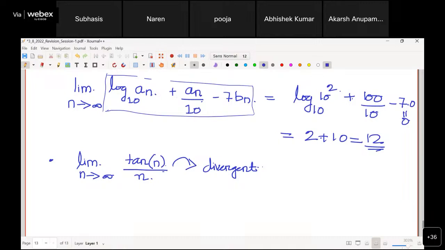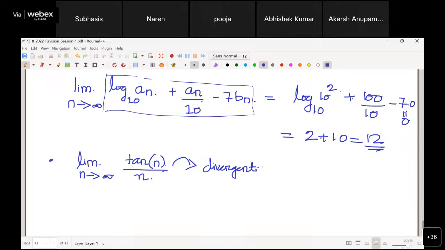In some sense, tan n is oscillating, right? Correct, sir. Yes, sir. So that's why this sequence, tan n by n when n tends to infinity, will most likely diverge. But to prove this, I have to think how I can prove it rigorously.